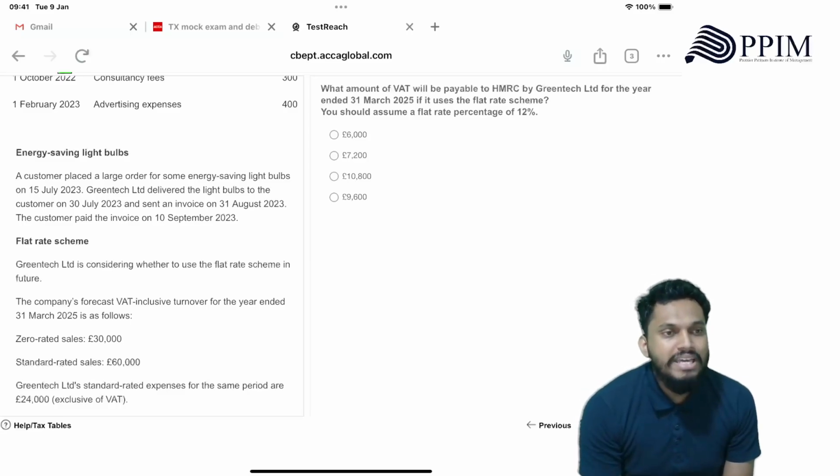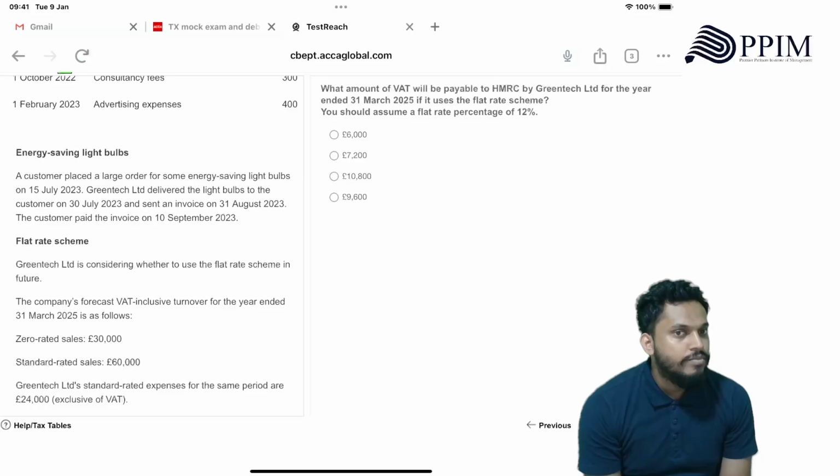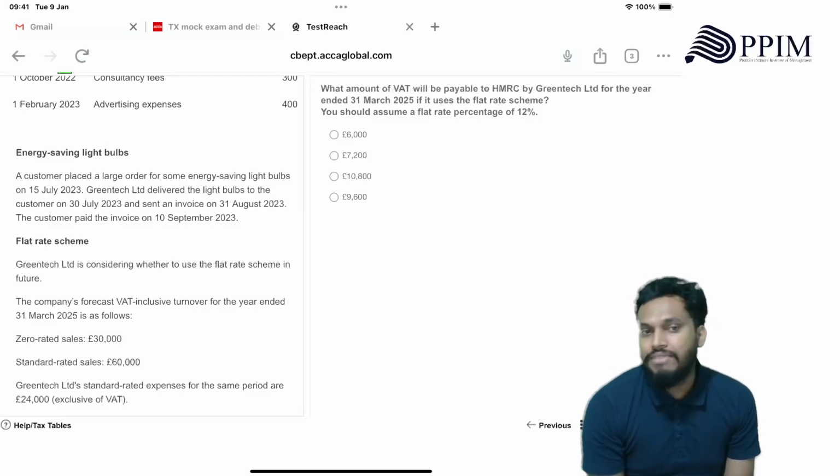So if it is payable, you need to check with output VATs or input VATs only. Input VATs you can claim. Output VATs are the VATs that you need to pay. So the examiner is asking what is the payable amount. So I need to look for the ones which are payables only, which means the sales only. Because expenses, can you see it?